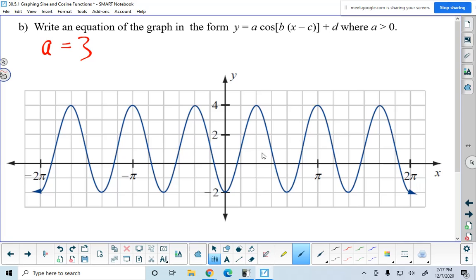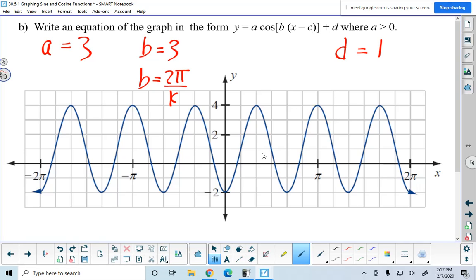B is still going to be 3 because B is still 2 pi over the period, and the period is the same regardless of whether we use sine or cosine. D is still going to be 1 for the reason that Patrick said. The middle of the top of 4 and the bottom of -2 is 1.